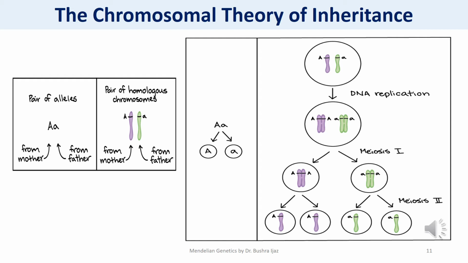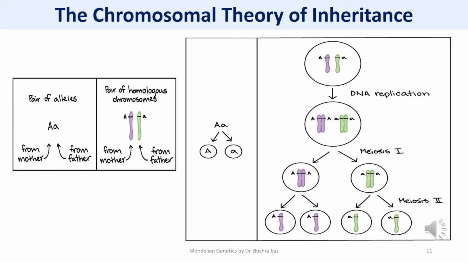Now, the observations that supported the chromosomal theory of inheritance include that chromosomes, like Mendel's genes, came in homologous, or we can also call them similar or matched, pairs in an organism. Now, for both genes and chromosomes, one member of the pair comes from the mother and the other comes from the father. In this diagram on the left side, you can see paired gene copies in an organism being represented by capital A and small a. One is from the mother and the other one is from the father.